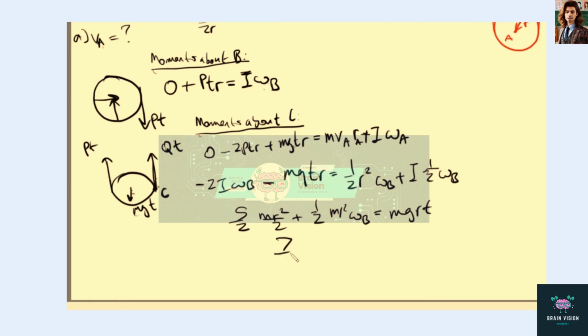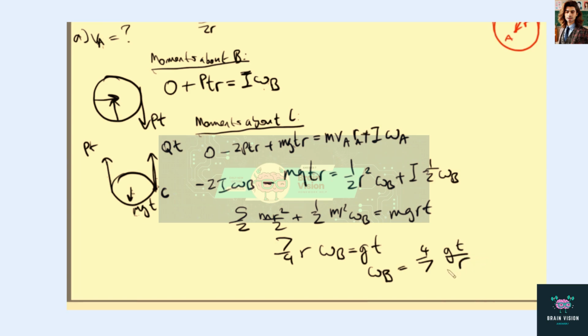And then we get 7/4 r omega b is equal to gt. Now we're going to solve for omega b. So that will give us 4/7 gt over r.